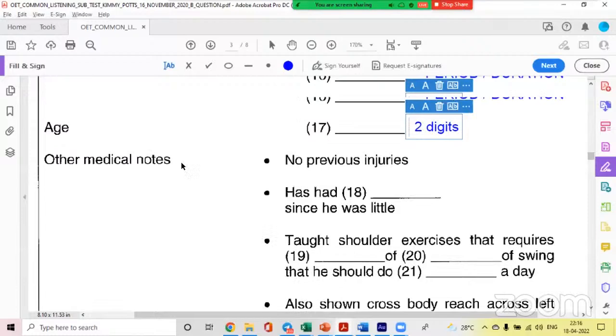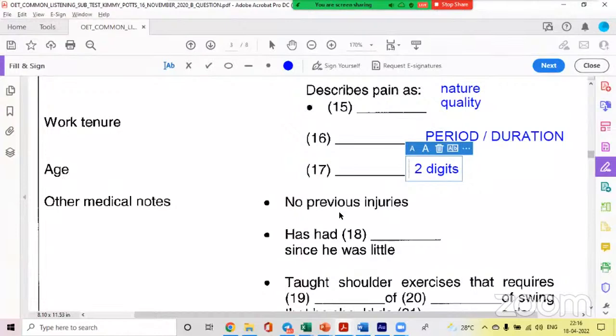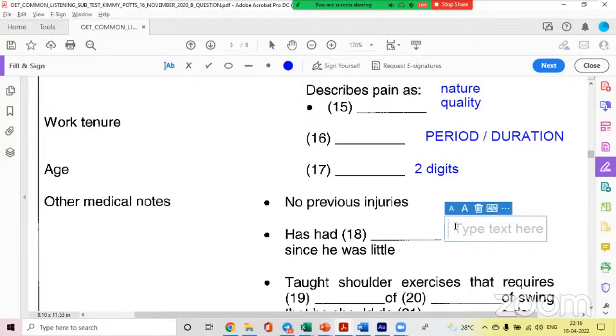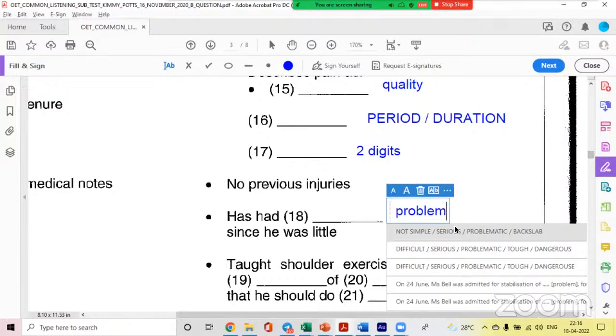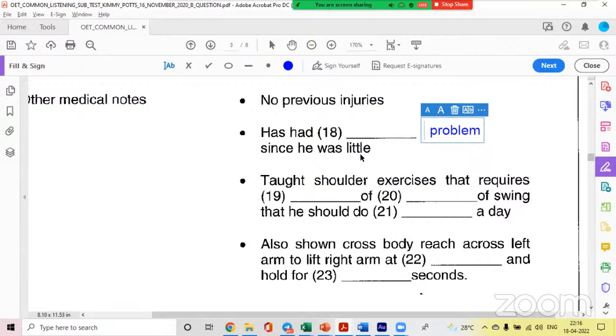Other medical notes. This is regarding the physiotherapist. So physiotherapy, some muscle problem or movement problem. He has had dash. What type of problem? You can write there. Since he was little, he had this problem. So it is a history. Has had a history of dash since he was a child, little.